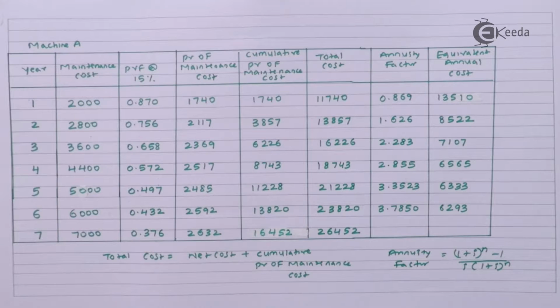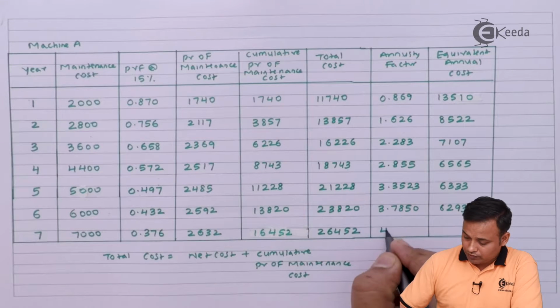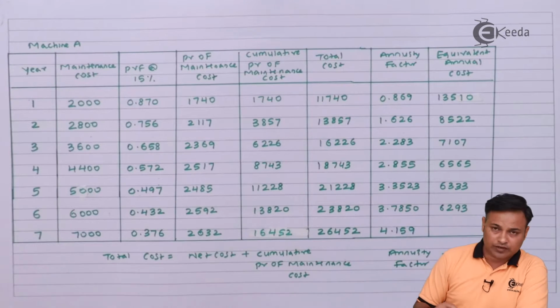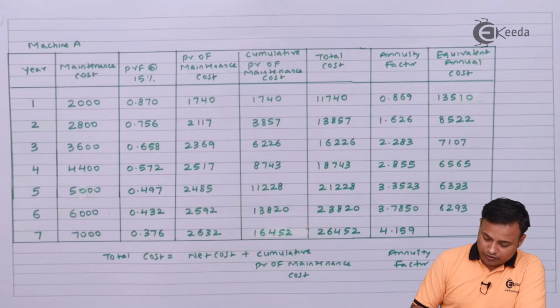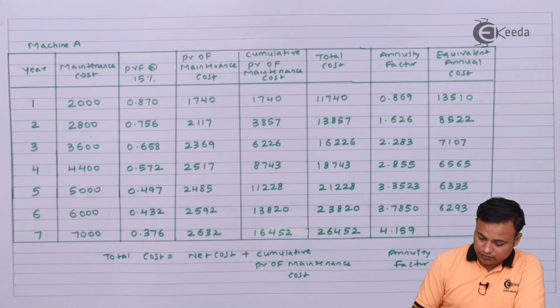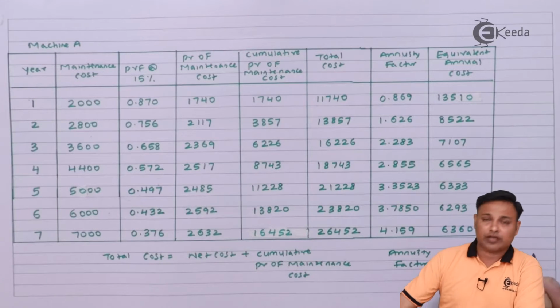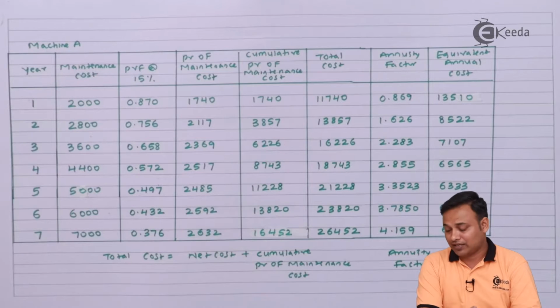And for the 7th year it will be 4.1597. Let's make it 4.160. 26,452 divided by 4.159, which comes to 6,360. So luckily it increased in the 7th year, and I can say that the economic life of my asset is 6 years.